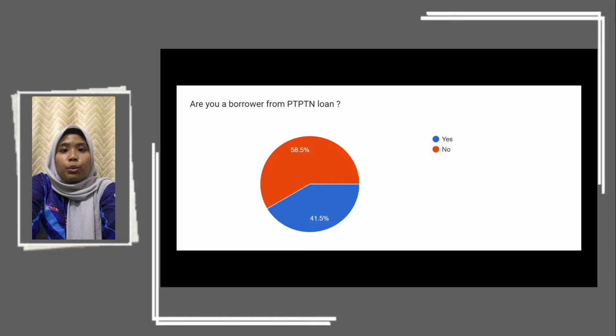Move on to the next part. This is the percentage of borrowers from the PTPTN loan. In this case, it is clear that there are 58.5% of students that do borrow the PTPTN. Then the other 41.5% do not borrow PTPTN.